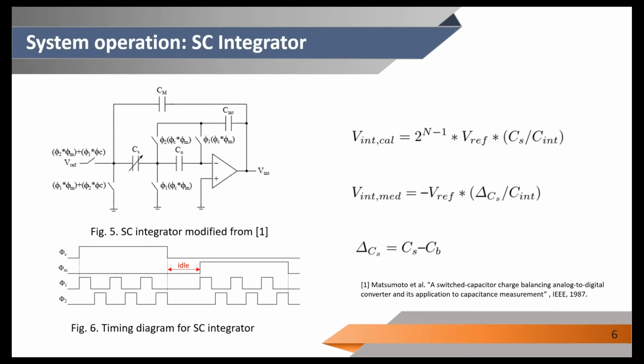In measurement phase, the maximum integrator output voltage is given by the product of a fixed number of clock cycles, the reference voltage, and the nominal integrator gain. In measurement phase, the sensor capacitance is discharged in steps of this equation, where delta C_S corresponds to the nominal sensor capacitance minus the capacitance C_B, which models the effect of analyte in the biosensor.